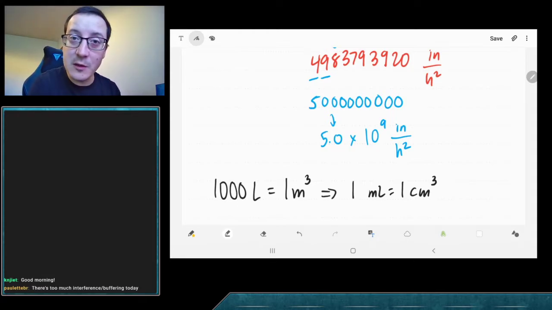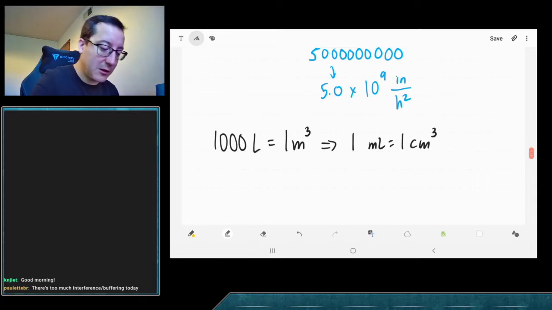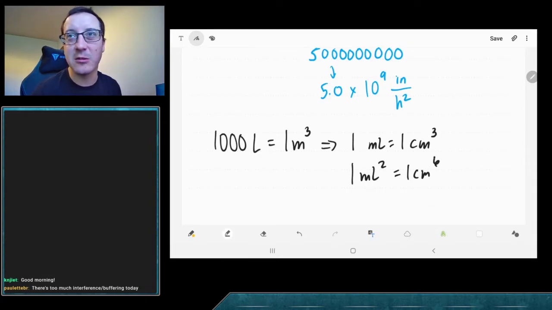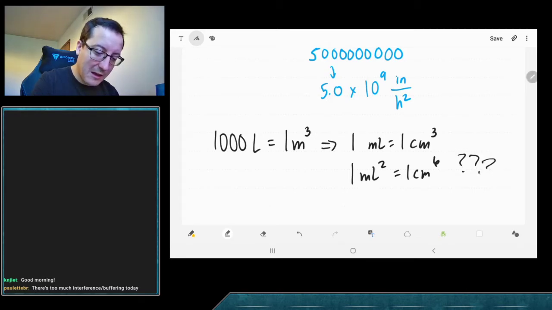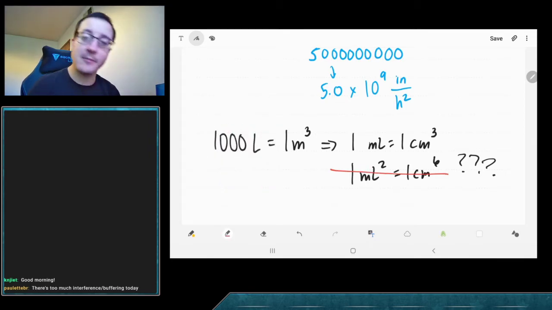If you are ever using these, you do not need to cube them anymore or square them or anything like that. If you were to square one of these or cube it, you could get like 1 mL squared is 1 cm to the 6th or something. And these units just don't make sense to us. These are already volumetric units, so 6 dimensions doesn't really make sense. It'd be like, what the heck? Why are we doing that? Okay, so you shouldn't need to ever do that.